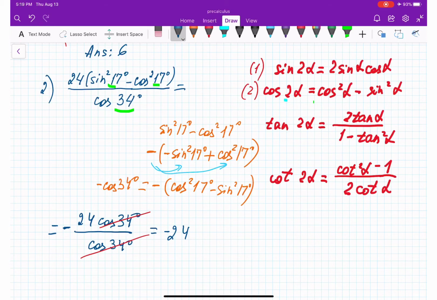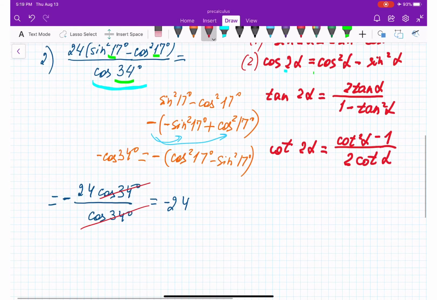Could I open cosine 34 degrees first? Yeah, I could open it and I would get the same thing, cosine squared 17 degrees minus sine squared 17 degrees, but with a negative sign in front. So either way would work perfectly. Okay? Let me write down, we applied here the second formula. So, moving to the next problem, number 3.